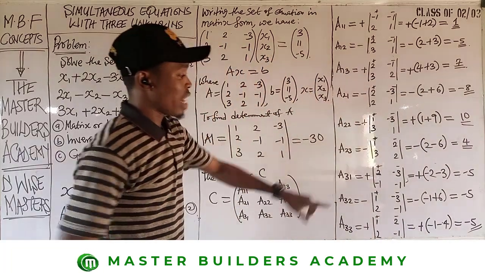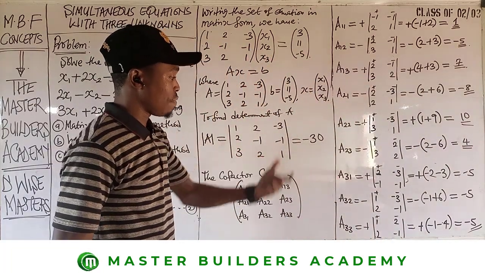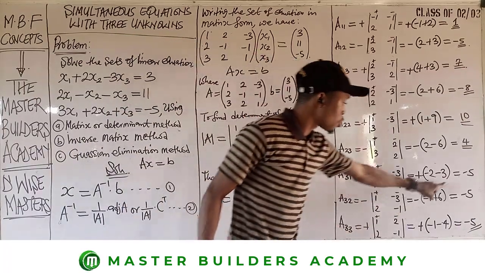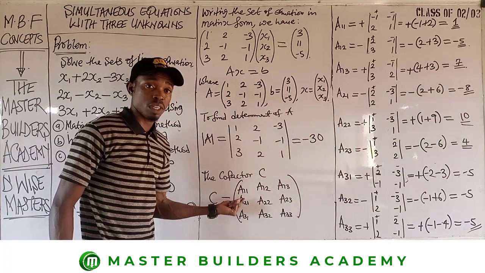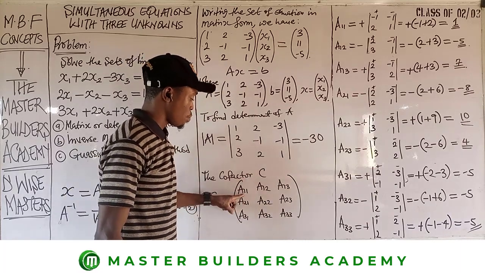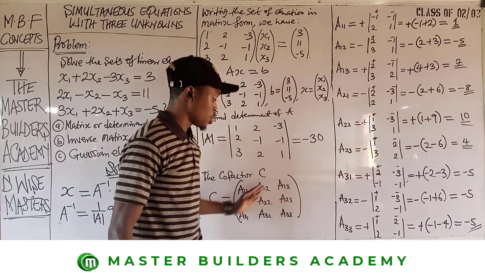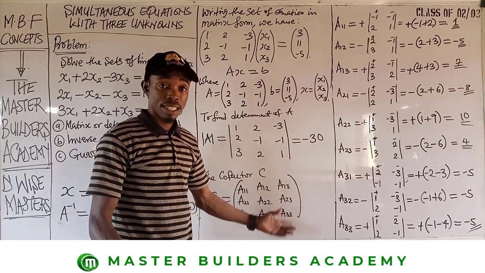So guys, we have been able to obtain the value of this matrix. It's as simple as this. So all we need to do now is to come back to our cofactor here. In place of A11, we put the value. In place of A12, put the value. In place of A13, put the value. Just like that, A33. It's as simple as this.